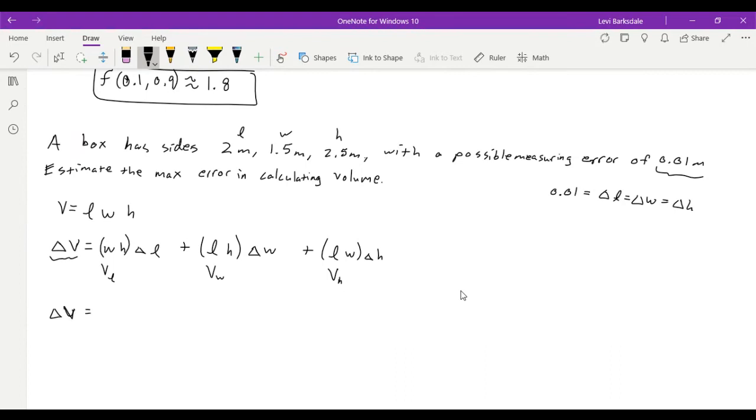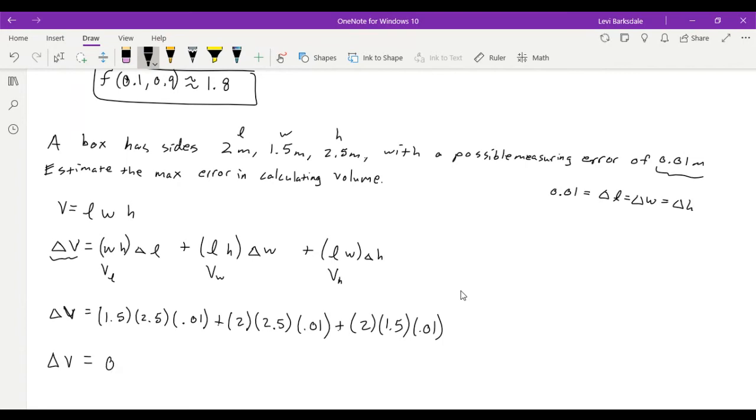First, our width times our height is 1.5 times 2.5, multiplied by 0.01. Add length times width, length times height, times 0.01. And again, length times width is 2 times 1.5 times 0.01. Overall, this gives us a possible error of 0.1175 cubic meters as possible error in measuring the volume.